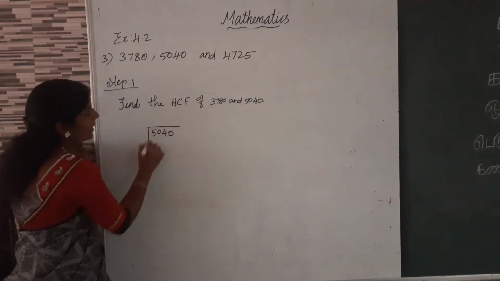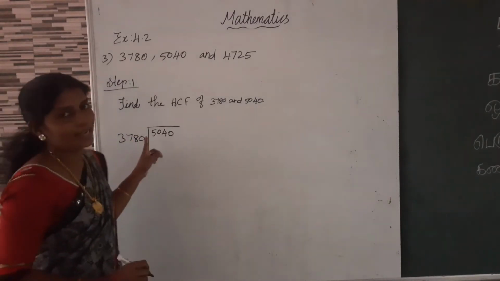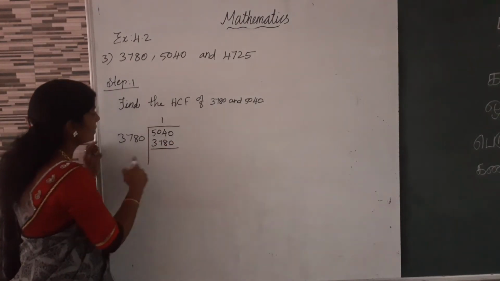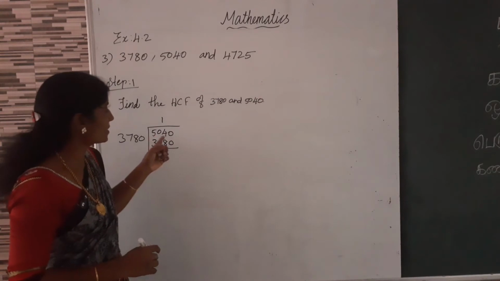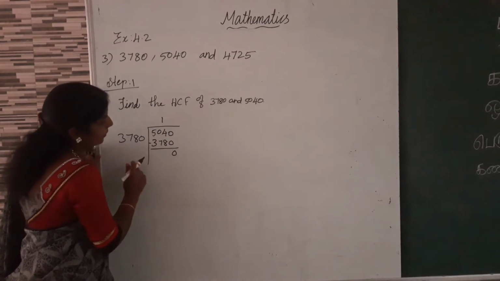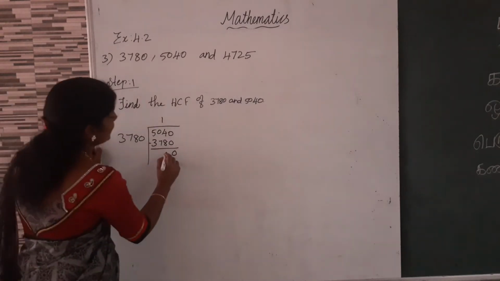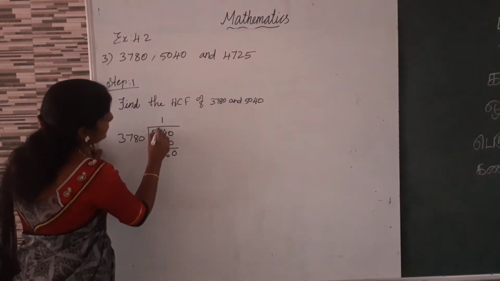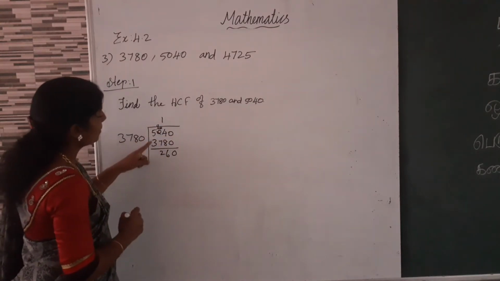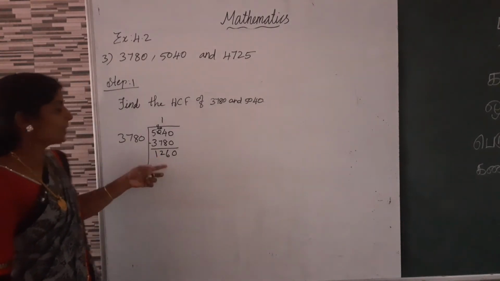5040 divided by the smaller number, 3780. 3780 only one time. Two times means above 5000, isn't it? So we can't take that. Now we can subtract. Here take borrow: 14 minus 8 is 6. Now here 10, then 9, so 9 minus 7 is 2. Now 4 minus 3 is 1. 1260. Then we can continue.